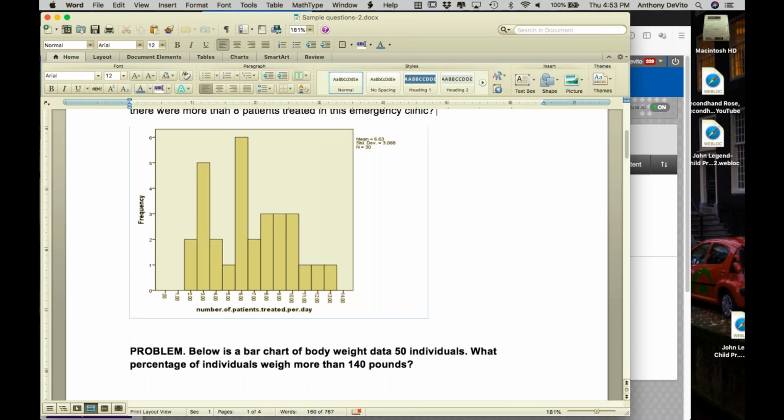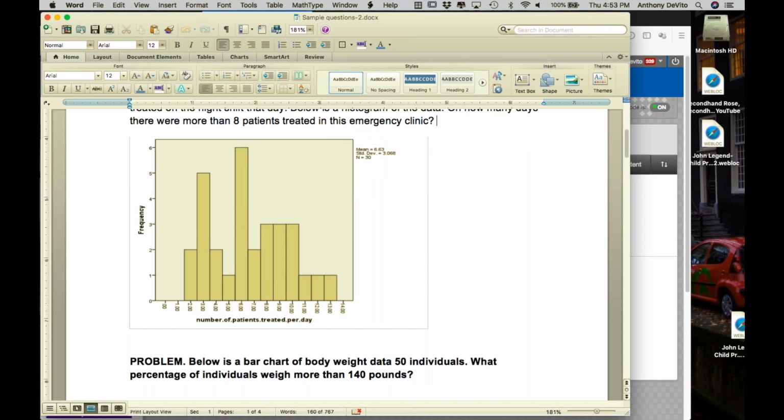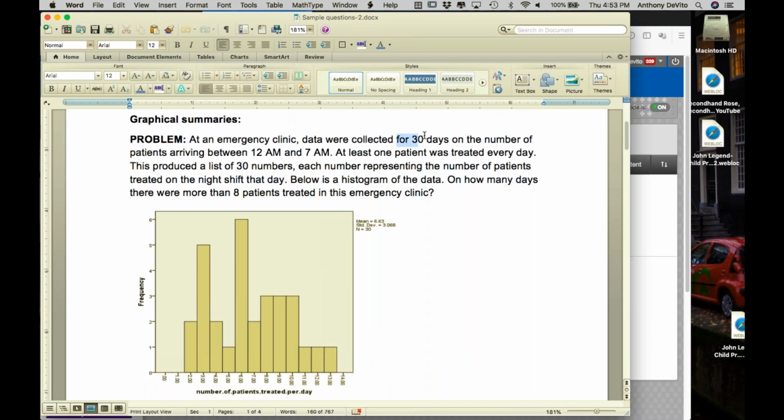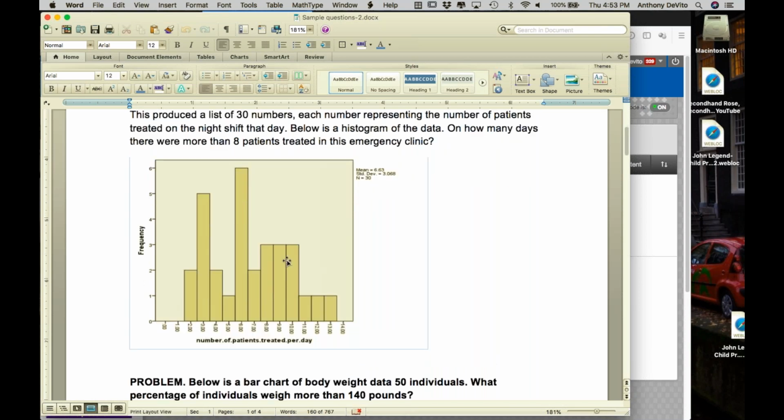For instance, how many days are here? 30 days, so if we add these up, they should add up to 30. Let's do that: 2, 7, 7, 9, 10, 16, 18. 18 and 9 is 27, and 3 is 30. So that seems to work. Just as a check to wrap your head around it, you might want to do something like that to make sure you understand what the graph is demonstrating.